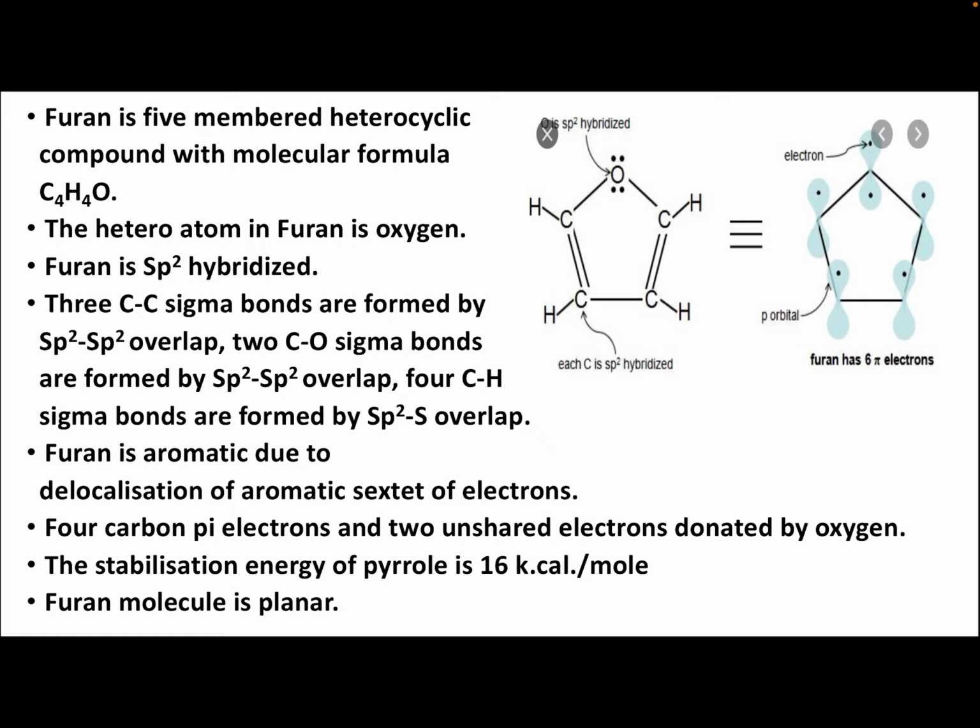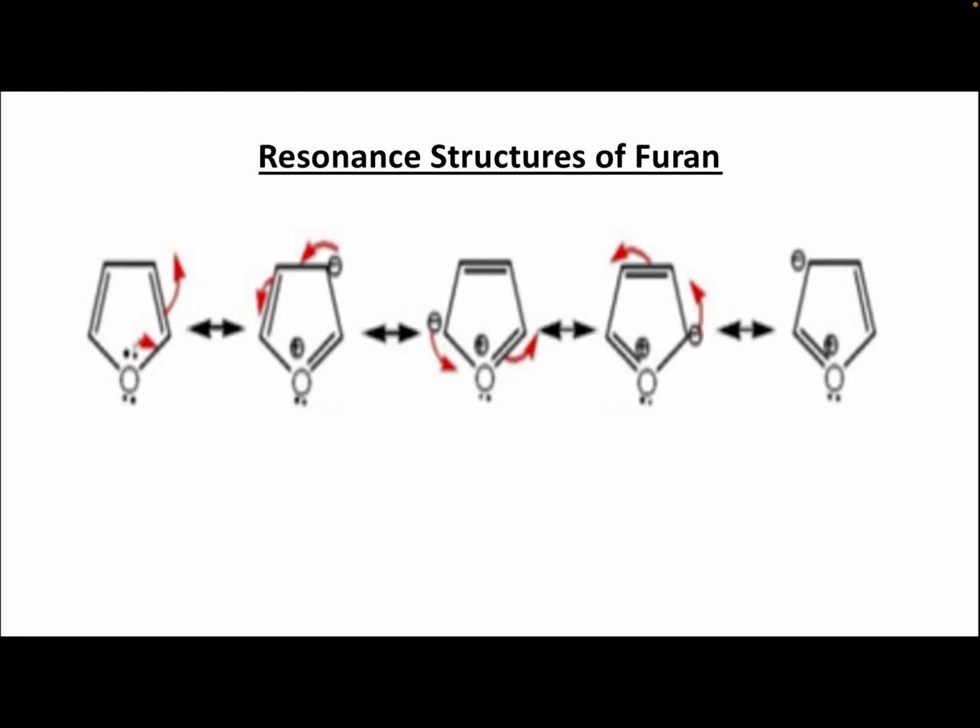In the above diagram you have seen how the aromatic sextet of electrons is there. Here also you can see there are 6 electrons, and they are forming delocalization of 6 pi electrons, and so it is an aromatic sextet. 4 pi electrons from carbon and 2 unshared electrons donated by oxygen. So due to this the aromatic sextet of electrons is formed. The stabilization of pyrrole is 16 kilocalorie per mole, and the furan molecule is planar because it is sp2 hybridized. It is a planar molecule.